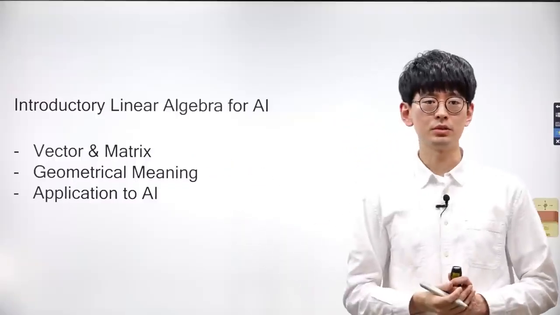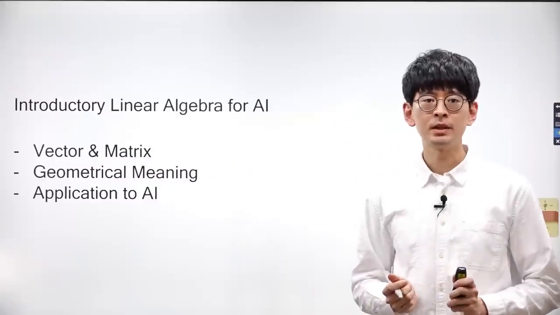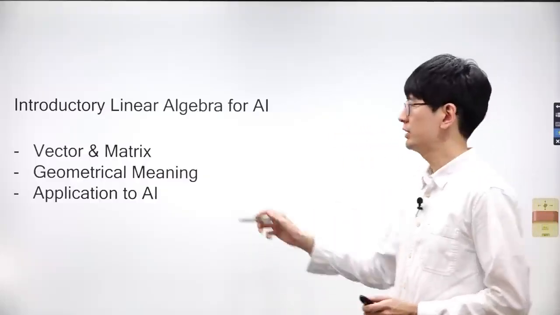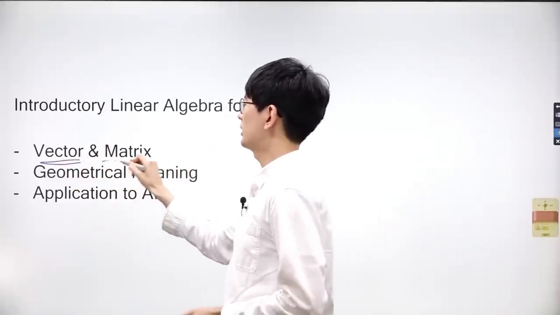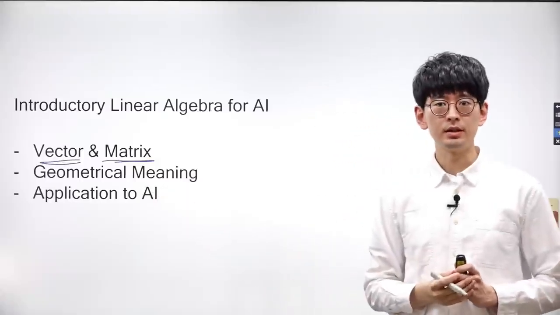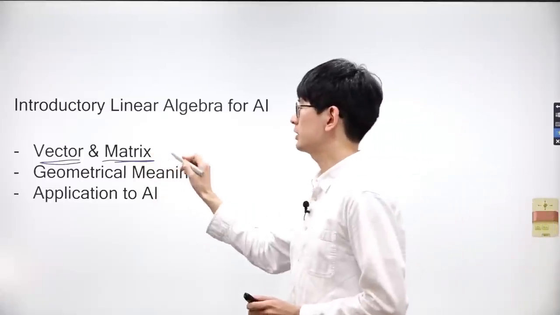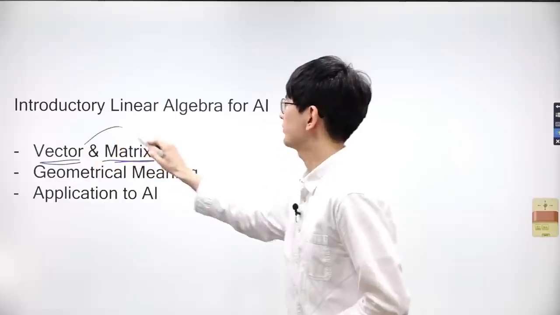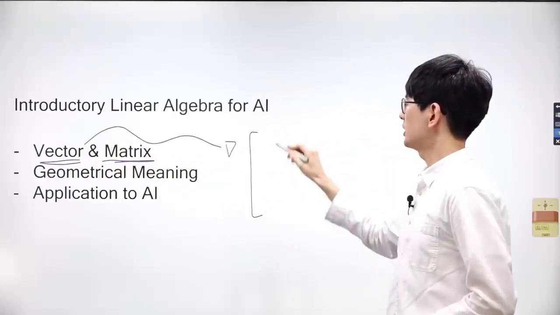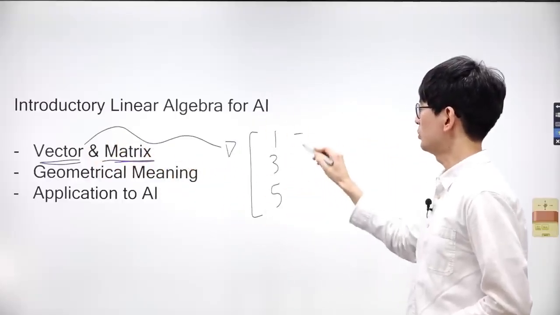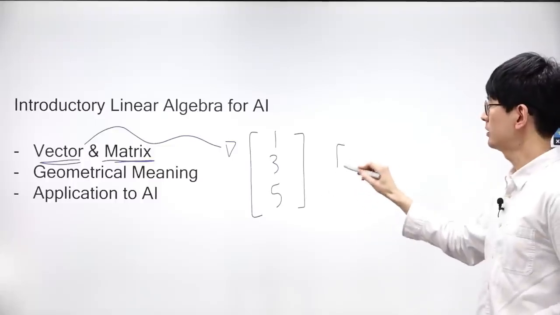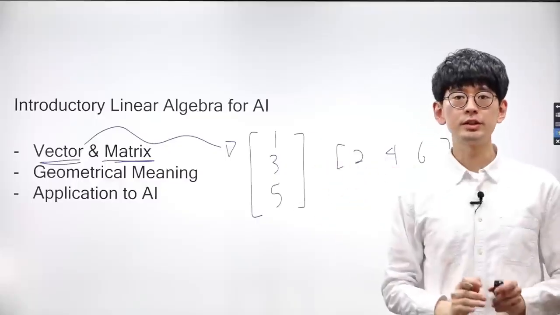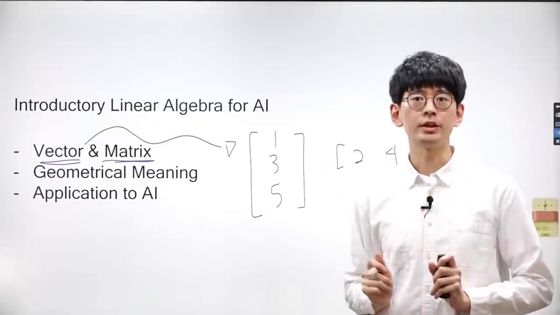Linear algebra is a study of numbers, and although it's a study of numbers, it's primarily focused on the operations of vectors and matrices. You might not be familiar with the terms vector and matrix, but you can think of vectors and matrices as an arrangement or a collection of numbers. A vector is a collection of numbers arranged either vertically like this or horizontally like this, representing a series of numbers in a row or a column.